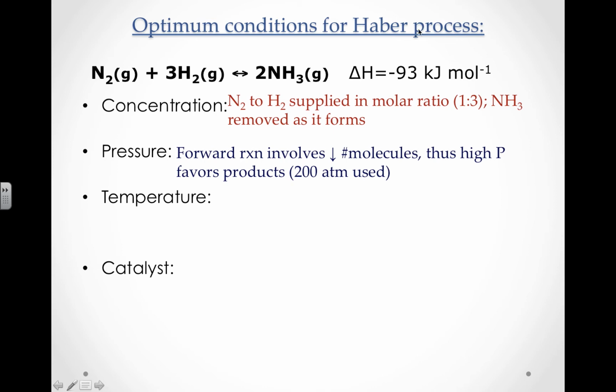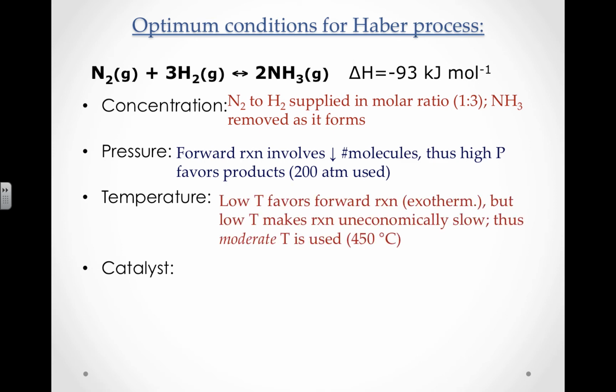In terms of temperature, so this is exothermic, you would expect to use a low temperature. However, a low temperature makes it uneconomically slow. Remember that whole time is money part. So we're going to use our kinetics and know that we need a higher temperature for a quicker reaction. And so we use what they call a moderate temperature, 450 degrees Celsius.